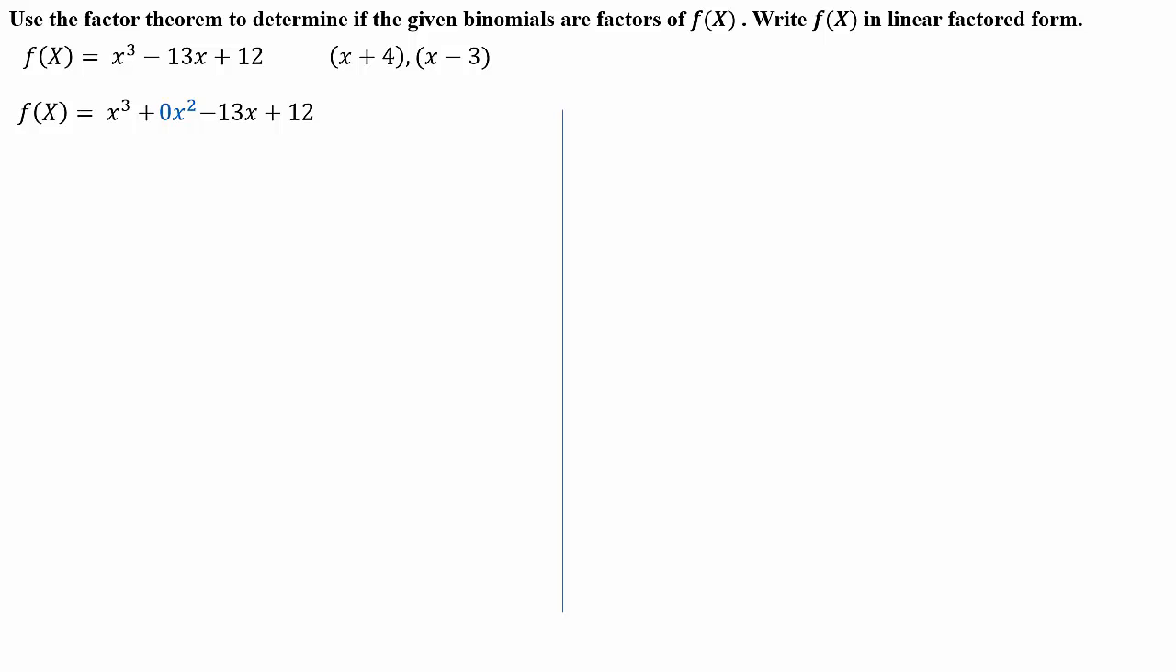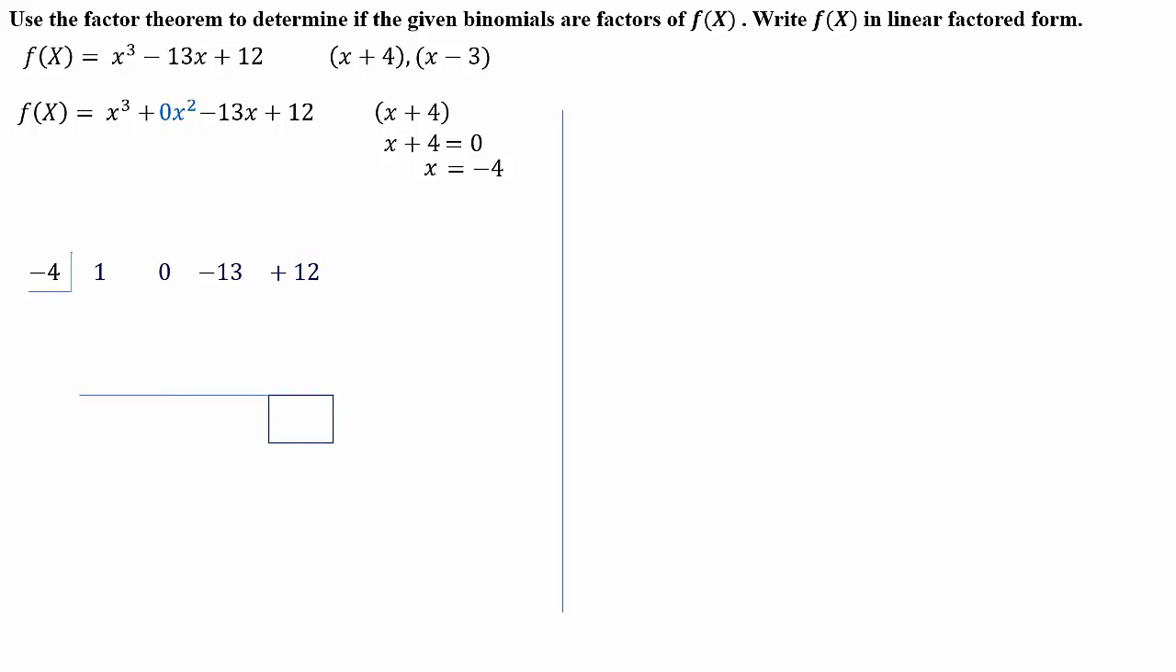Next, we shall take x plus 4 and set x plus 4 equals to 0 in order to find the number. Solving x plus 4 equals 0, we'll get x equals negative 4. Using synthetic division, we can use negative 4, and we're going to use each coefficient in f of x, which are 1, 0, negative 13, and 12.